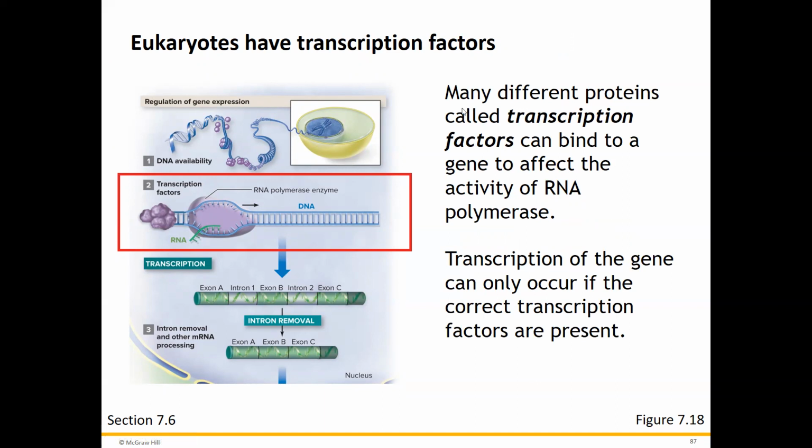There are many different proteins called transcription factors that can bind to the gene and affect the activity of that RNA polymerase enzyme that's going to bring the free nucleotides over to complement the DNA sequence. So if the correct transcription factor is present, the RNA polymerase reacts in a positive way when it finds the correct factors there, and it will transcribe. Another regulation.